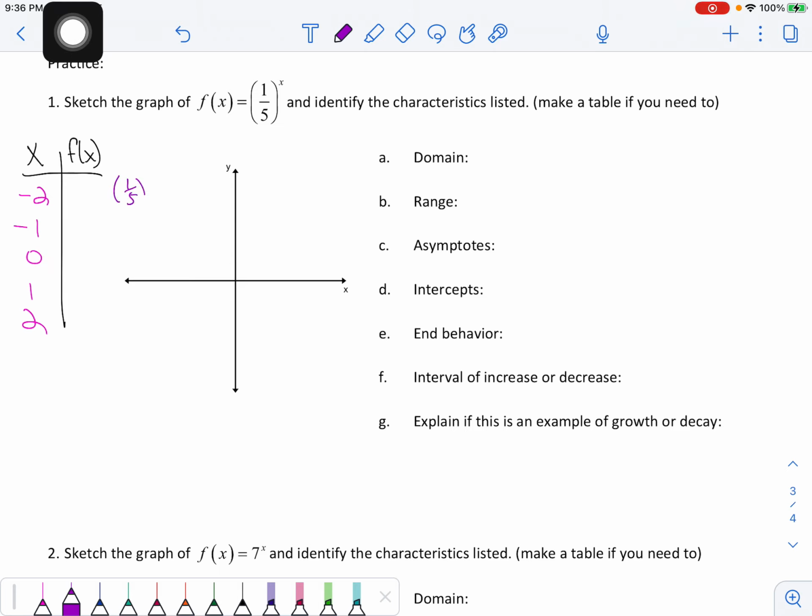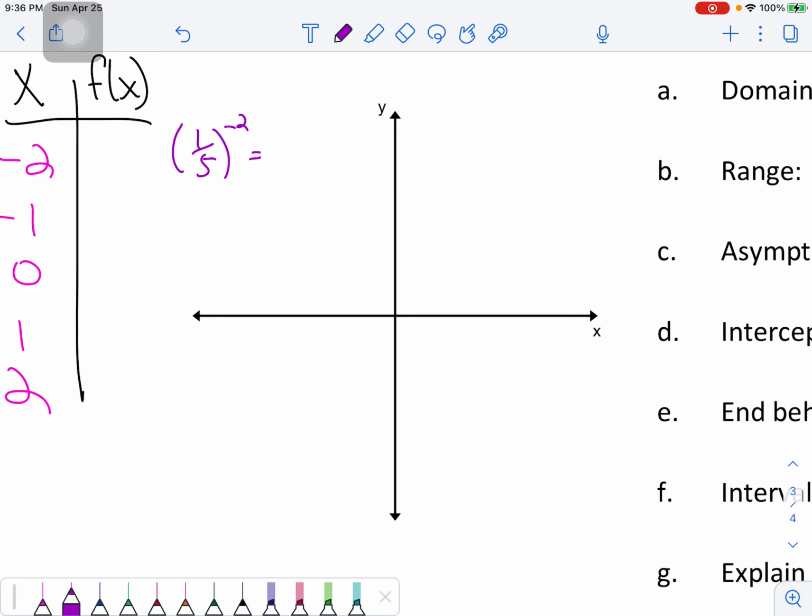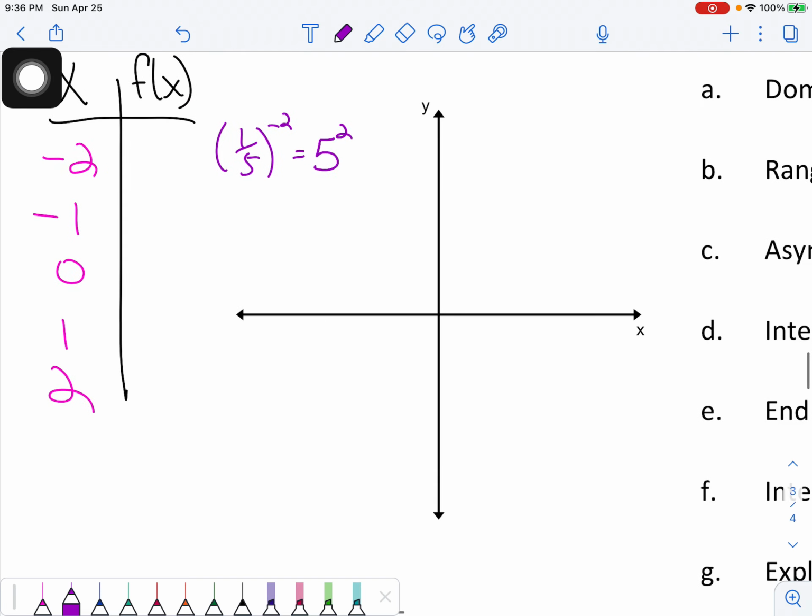Now, 1/5 to the -2 is really equal to, and it's going to look a little weird, but it's really equal to 5 squared. Now, you might be asking yourself, what just happened? Well, here's what happened. The negative means I've got to flip the fraction over. So 1/5 flipped over becomes 5. And so then the negative is gone, and all that's left is 5 squared. So when x is equal to -2, 1/5 to the -2 is actually 25.